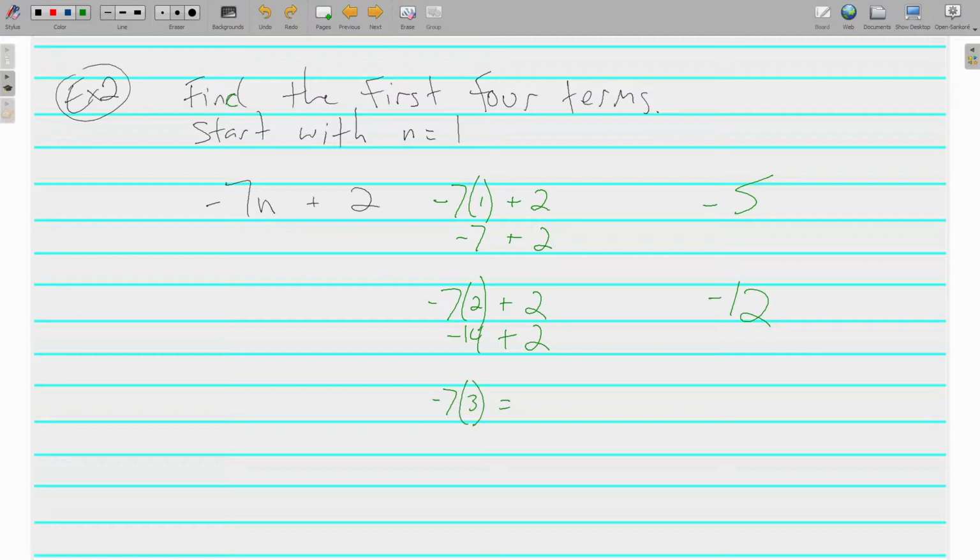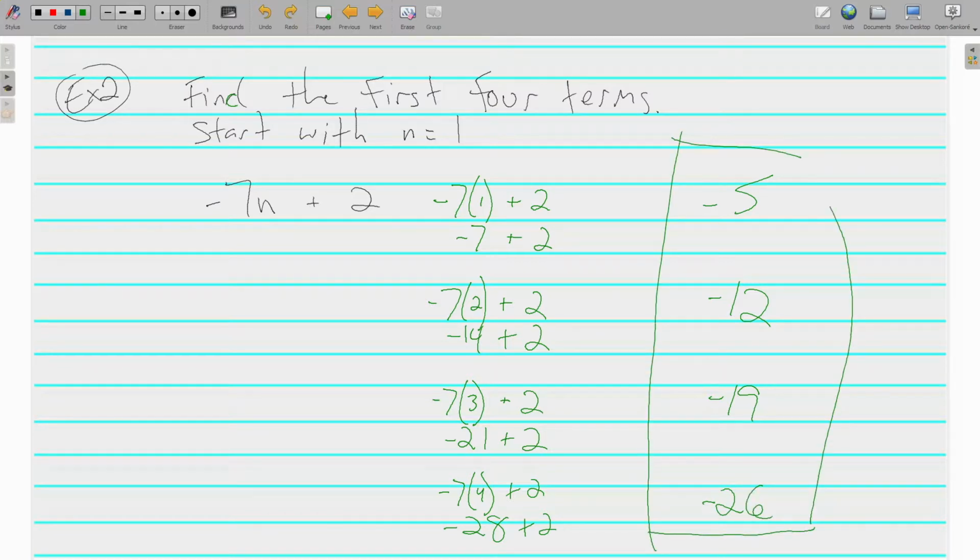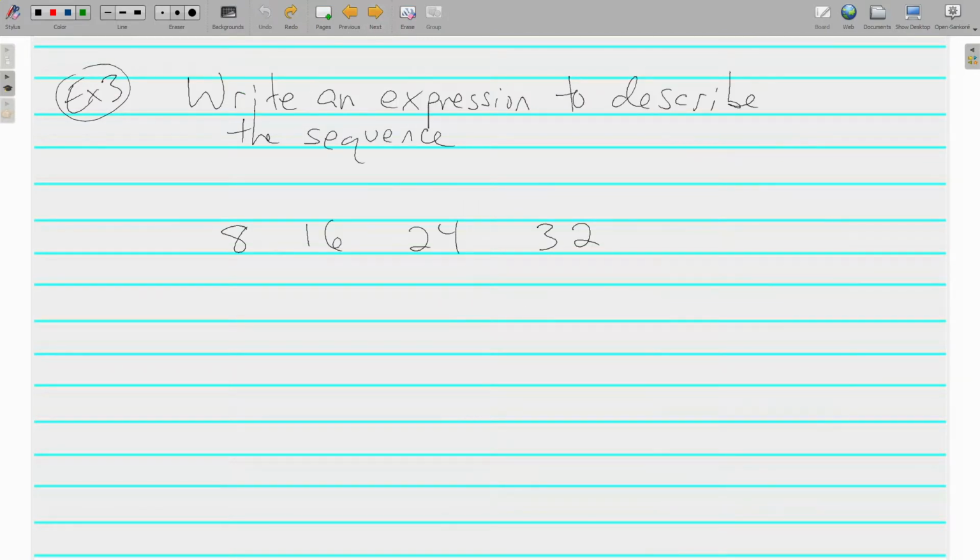When n is 3, let's try that again. Negative 7 times 3 plus 2. Negative 21 plus 2 is negative 19. And one more, negative 7 times 4 plus 2 is negative 28, plus 2 is negative 26. So again, these are the first 4 terms that go with the expression negative 7 times n plus 2. That's easy enough.